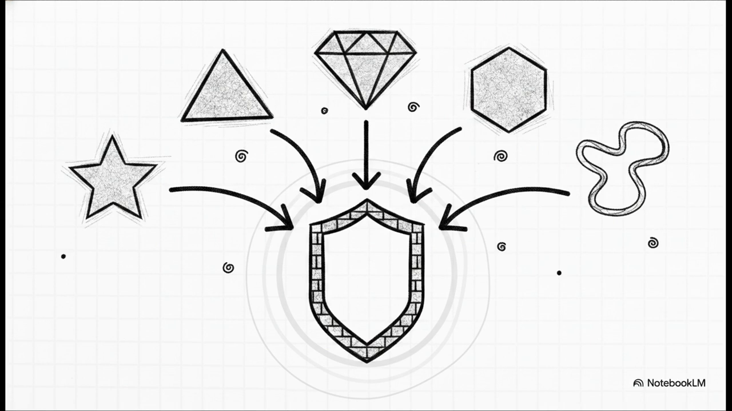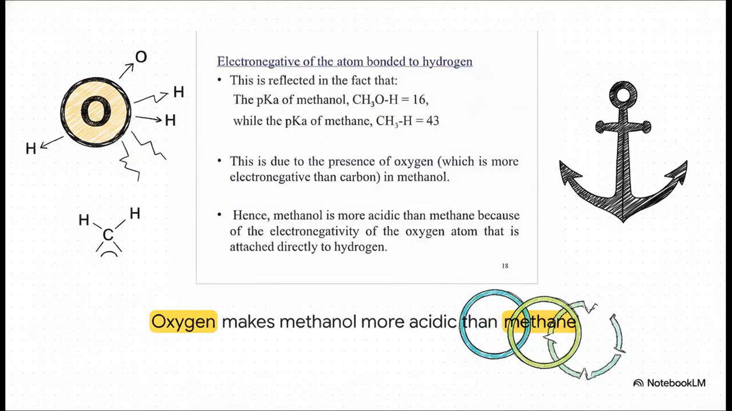And what's really cool is that they all boil down to one universal truth in chemistry. Nature loves stability. Specifically, anything that stabilizes the resulting conjugate base is going to make your starting acid a whole lot stronger. Let's kick things off with electronegativity.